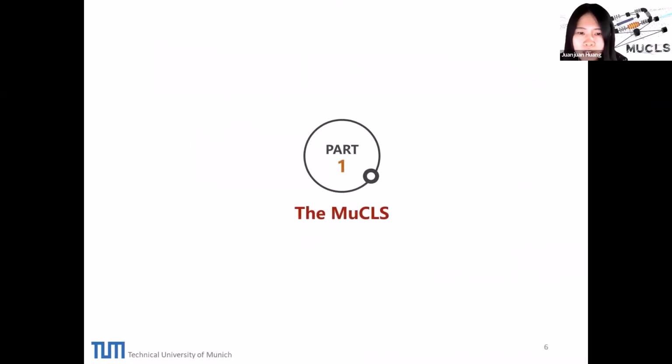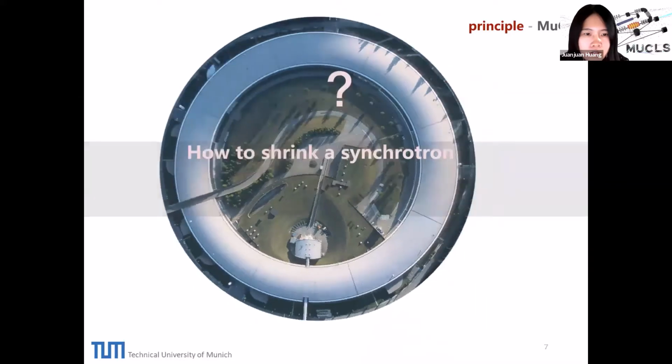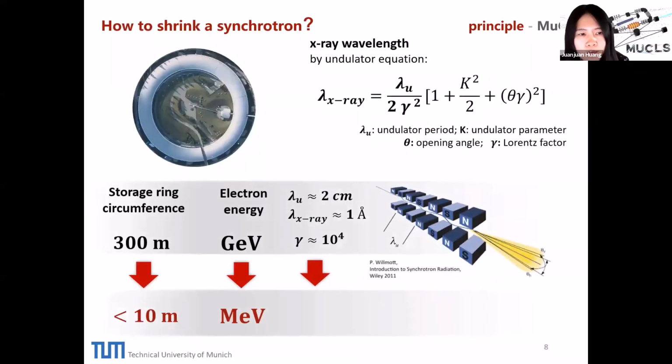So I will start with the first part, and for this part I want to start by asking a question: how do we shrink a synchrotron? For example, if we have a big synchrotron, let's say with a storage ring circumference of roughly 300 meters, and we want to shrink that to several meters, this requires the electron energy to be reduced from giga-electronvolts to mega-electronvolts. And these are typical parameters of an undulator in a synchrotron.